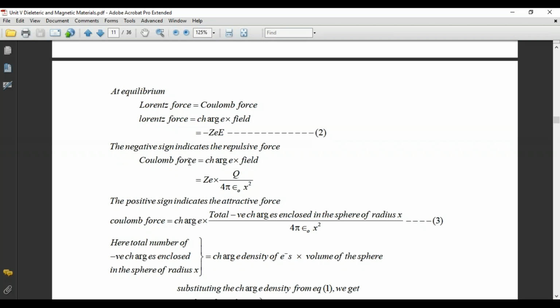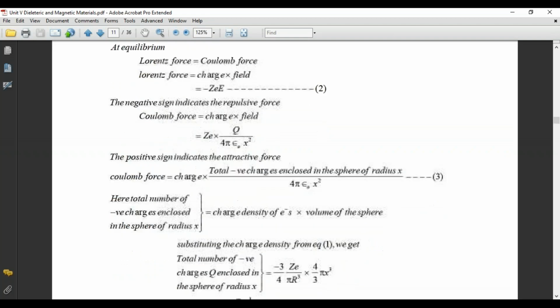Now you know the Lorentz force, and you want to find out the Coulomb force. Charge multiplied by the field, that is Ze by 4 pi epsilon naught x squared. So you want to find out this total charge. Once you find out this total charge, when the Lorentz force equals the Coulomb force at the equilibrium position, you can find out the electronic polarizability in dielectric materials.